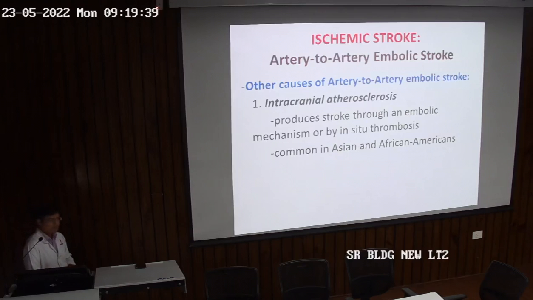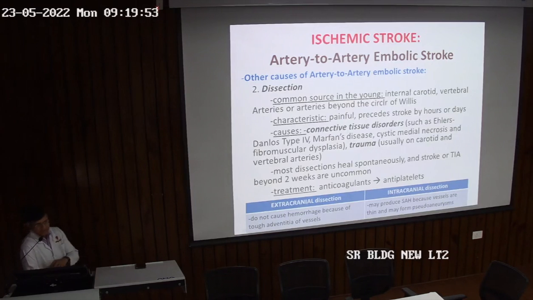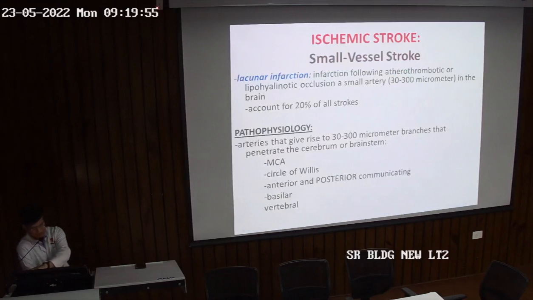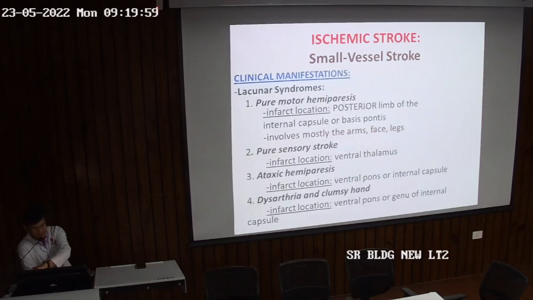And apart from carotid atherosclerosis, which is the most common cause of artery to artery embolic stroke, there are certain other causes of artery to artery embolic stroke, like intracranial atherosclerosis and aortic dissection. So there may be a small vessel stroke.